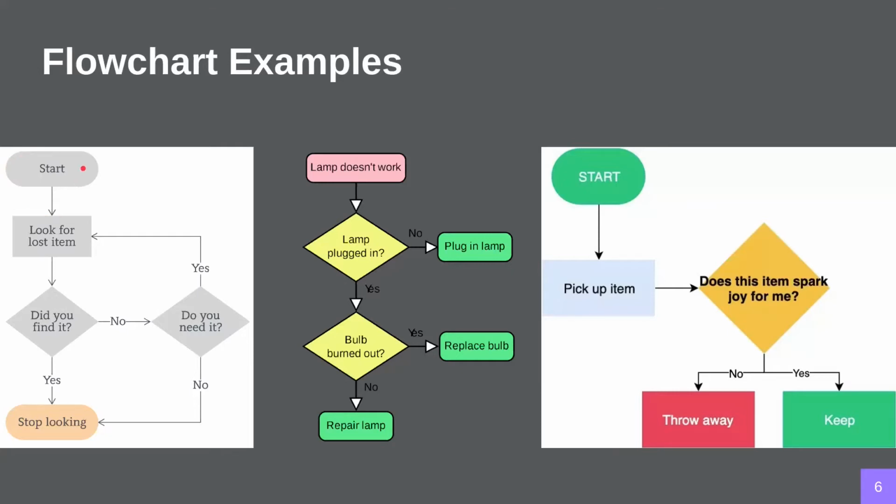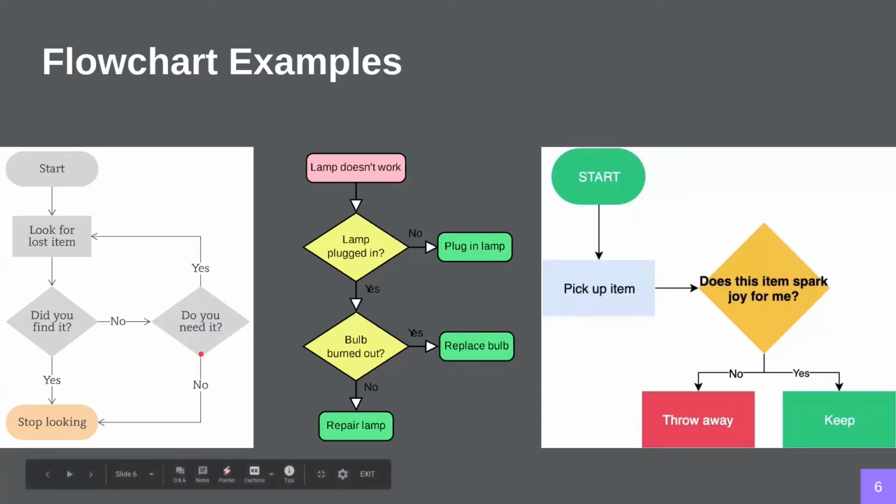So you start off, you've lost something. The first thing you're going to do, the first process, is look for the item. Did you find it? This is where you make a decision. If the answer is no, you ask, do you really need that item? If it's your car key, probably. So you go back to yes, and then you look for it again. We can travel around through this sequence until eventually we do find it, and then we can stop looking.